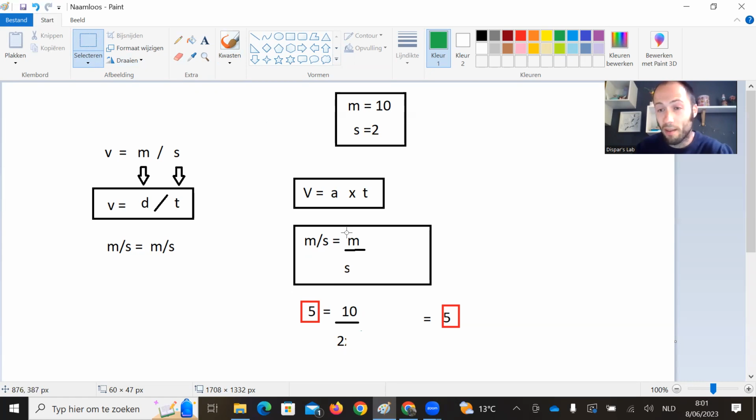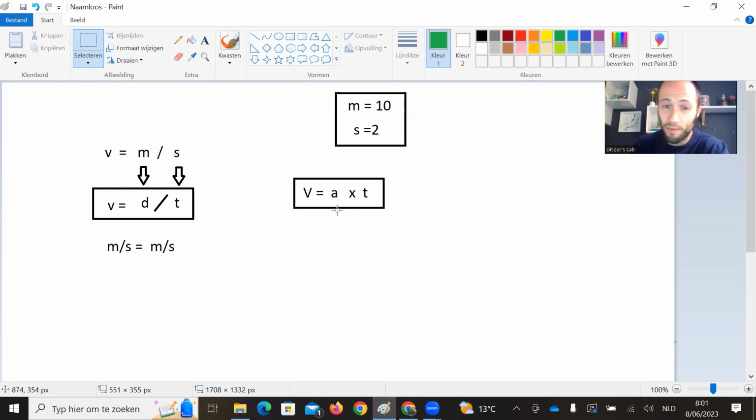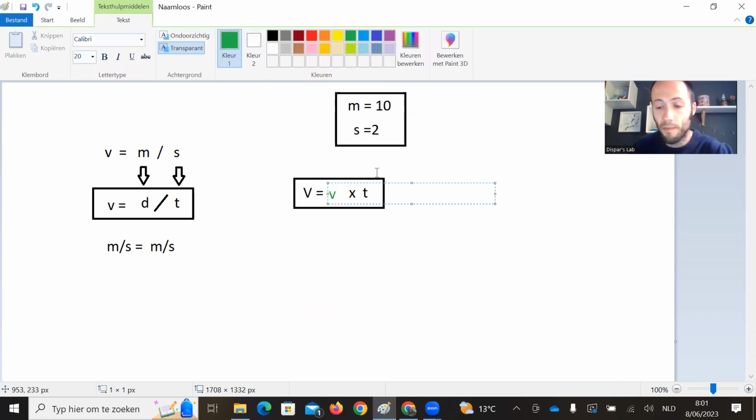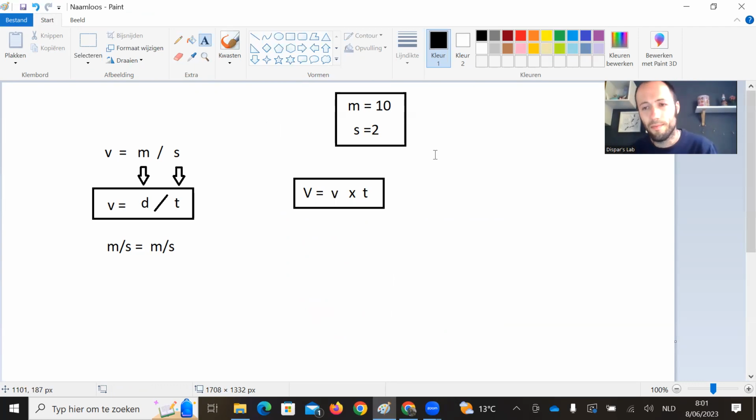And that's mathematically correct. All right, so now let's say that it is wrong. We don't need per second squared. We don't need meters per second. We only need meters per second, which means we delete this, and this becomes just V. V equals V times T times time.